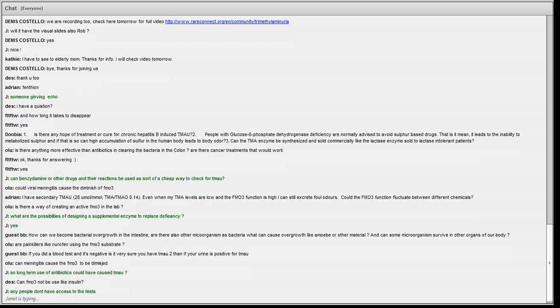Next is from Olu again. Could viral meningitis cause the diminishment of FMO3?